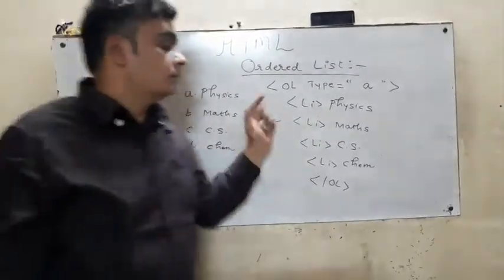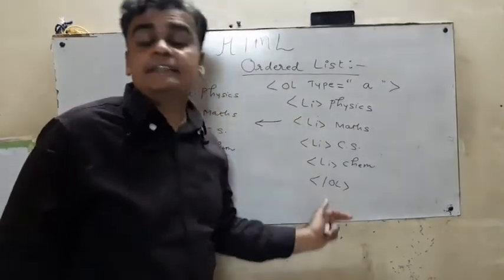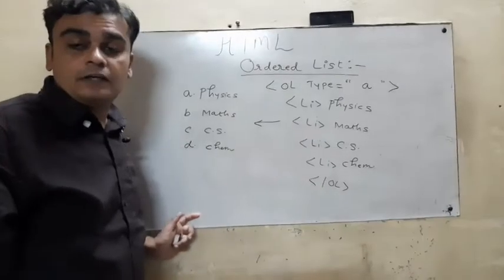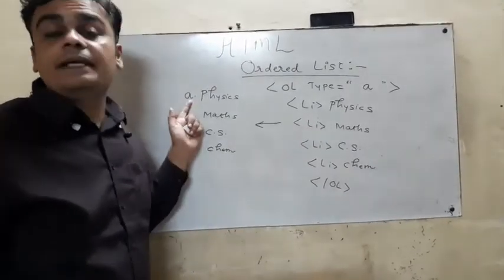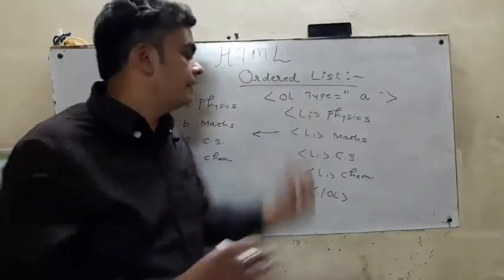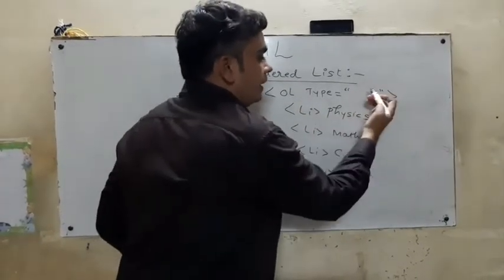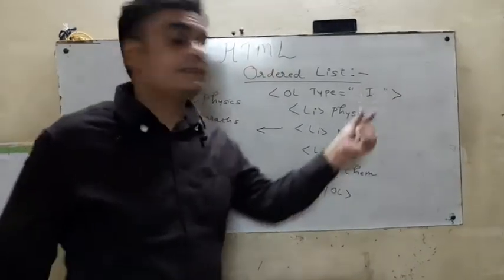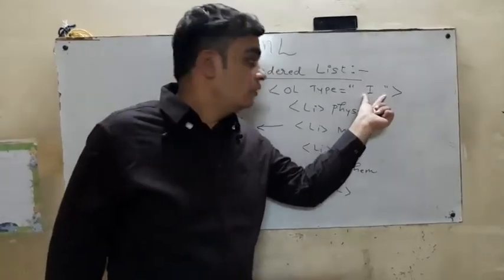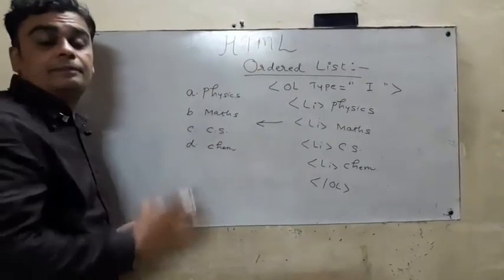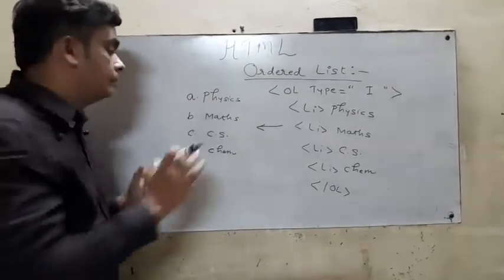And suppose if I am using 27 elements, then what happens? We know that alphabets are 26. So after completing Z, it will start with AA. In this way, we can represent the elements. And suppose here I write capital I, that is Roman numbers, instead of small a, then what will be its effect? So these list elements are represented by Roman numbers.